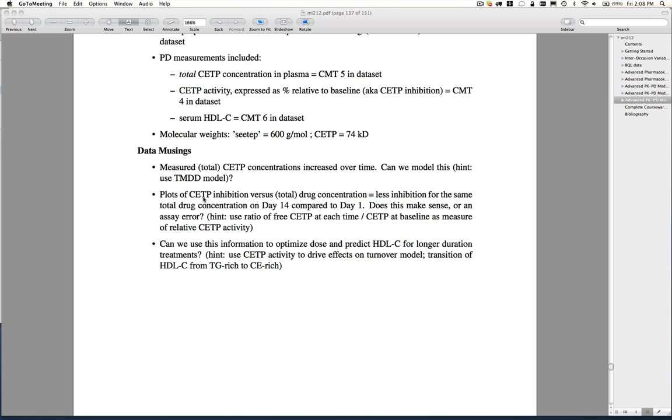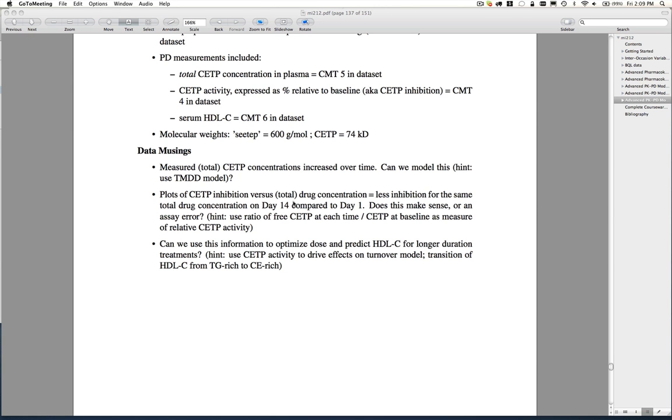And if you look at the inhibition data, and I do apologize, I looked back at the simulations. I think what happened here was I simulated with too much variability, so it's actually hard to see this, but it was intended that there was a bit of apparent tolerance occurring, where if you looked at the CETP inhibition versus drug concentration, it appeared to be shifted out on day 14 compared to day 1.